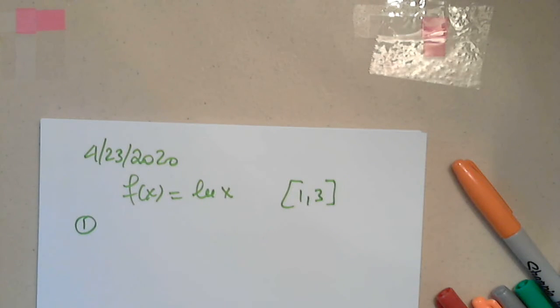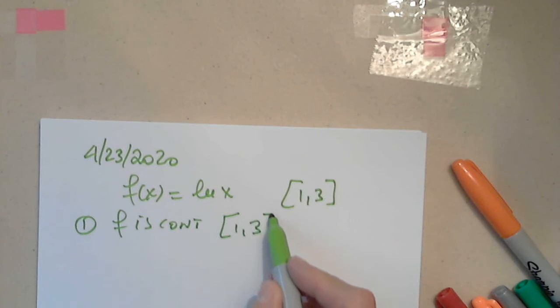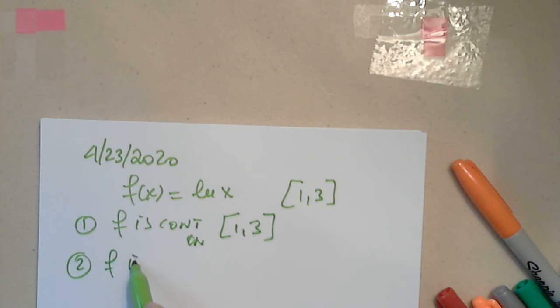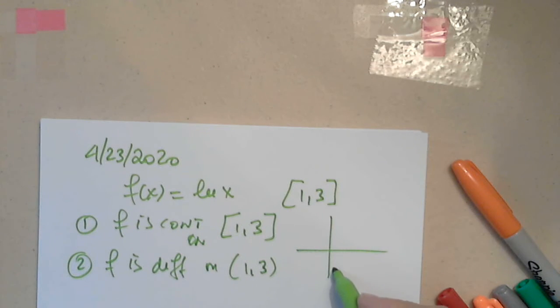Number one, remember when you write it on paper, of course in WebAssign it's a different story, you have to write that the function is continuous on the interval [1, 3]. Number two, you have to write that f is differentiable on the interval, at least (1, 3). And we know that from the graph. Here's 1 and here's 3. So the function is continuous and differentiable here.